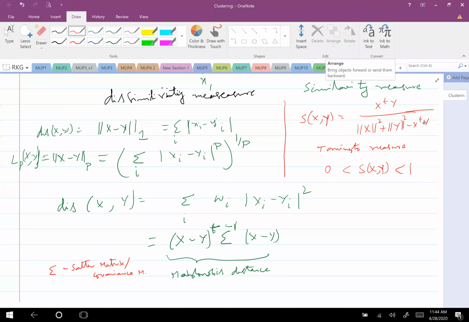Is it 0? No, the most similar one. It is 1. When x and y are equal, it is 1, right? That's what we have written. The moment we write a similarity measure, it will be high when x and y are the same and less when x and y are different. The moment we say dissimilarity measure, it is 0 when x and y are the same and high when x and y are different.